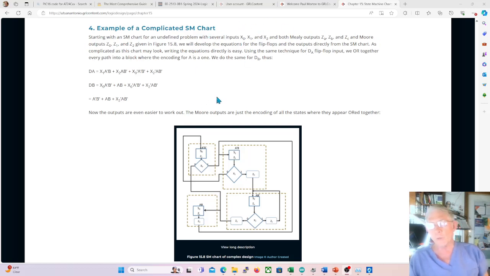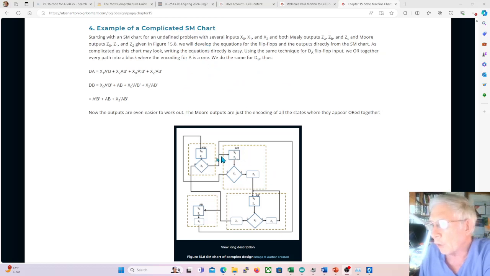Pretty complicated. We have 1, 2, 3, 4 states, so we'd have 2 flip-flops, 3 inputs. We'd have 5 independent variables. So we're already into 5 variable K-maps. So it would be a bit of a pain to solve this with K-maps.